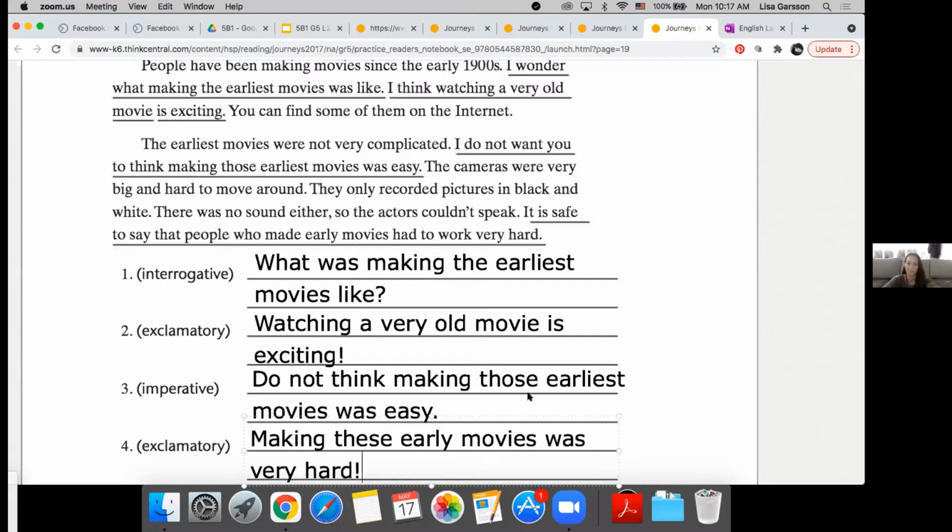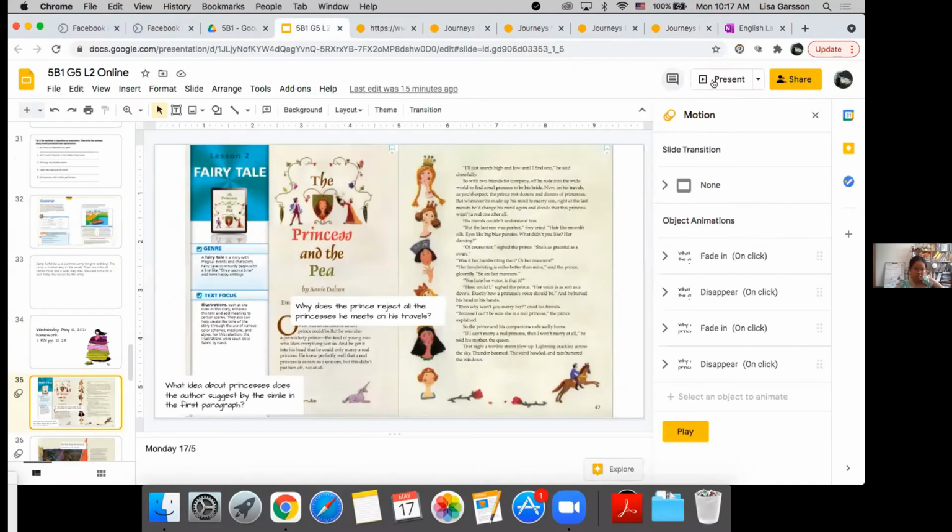Okay, better. All right, any questions about our homework? What do you think? Easy, medium, or difficult? Nothing? What do you think? Okay, Princess and the Pea.